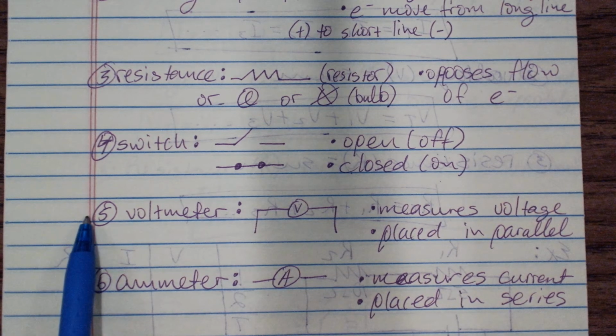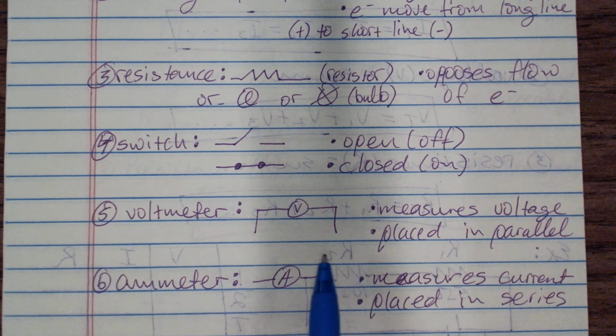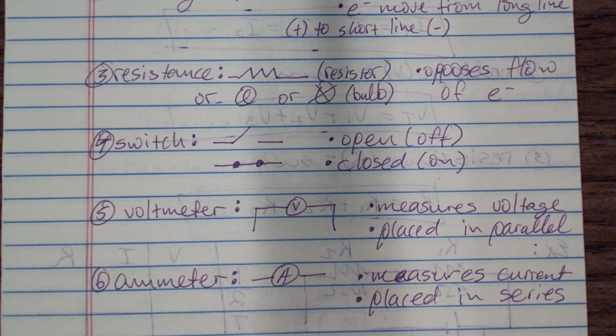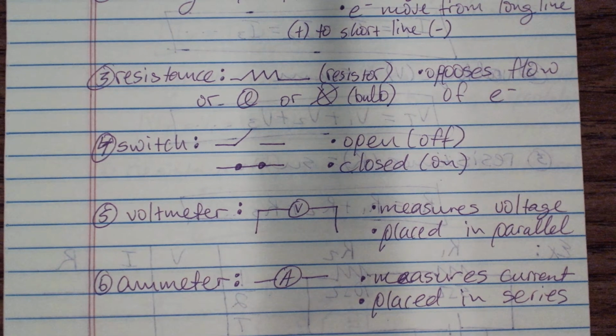Then we have things that measure parts of the circuit. We have voltmeters, and they are placed in parallel with whatever you're measuring the voltage on, and this measures the voltage. And then an ammeter measures the current in amps, and that's always placed in series. So you'll see that in some of our circuits that we draw. Okay, so those are the circuit symbols.